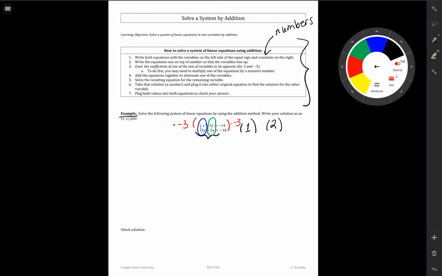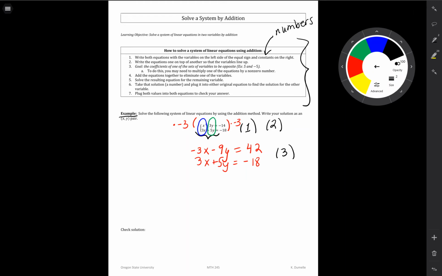So if I multiply the top equation, all of it, both sides, by -3, I get -3x minus 9y is equal to, and then -14 times -3 is 42. And then I leave the bottom equation as is because I have a positive 3x there. So I'm just going to leave this as is. So I have 3x plus 5y is equal to -18. That is step 3 of this process.